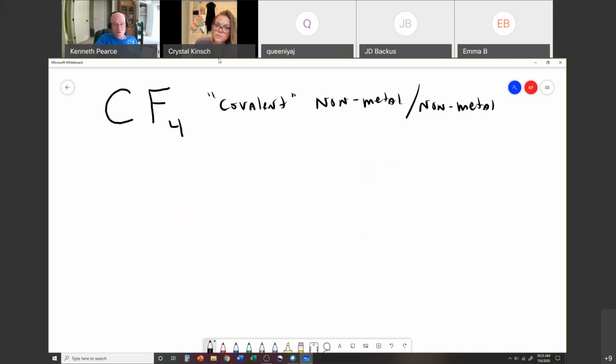Now, what is the name? How do we name this? We name what it is, and we name how many we have of each one. So carbon, there's just one, so we say carbon. How many fluorines are there? 4. 4 means tetra. Tetra means 4. And so we say tetra fluor. Since there's just the atom, we say ide, so we say fluoride. Carbon tetrafluoride.